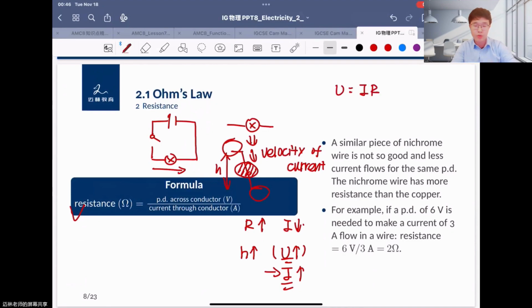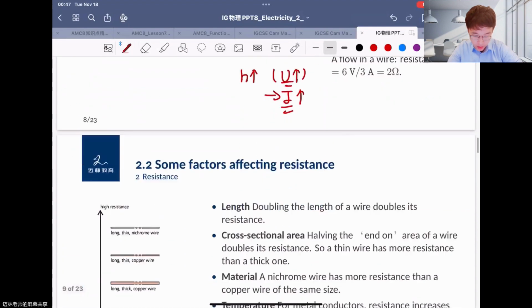U means the voltage, I means the current, and R means the resistance, okay? Here is an example: if a potential difference of 6 volts is needed to make a current of 3 amperes flow in a wire, you can use the formula. U is 6 V, I is 3 A, and the resistance equals 6 volts over 3 amperes, which equals 2 ohms, okay? So this is the formula. I think it's not very difficult for you. This is Ohm's law, okay?